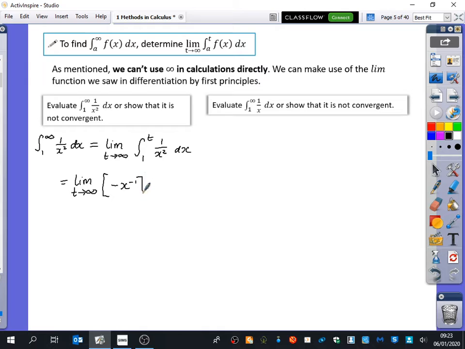Minus x to the power of minus 1, and that is between 1 and t. So again, we need to write the limit as t goes to infinity, but this time we can now start actually substituting in the different things that we have. So that would be minus 1 over t minus minus 1 over 1.